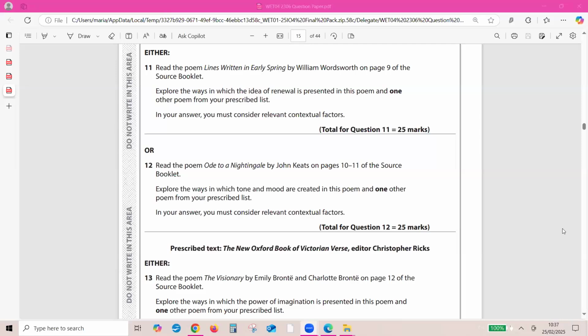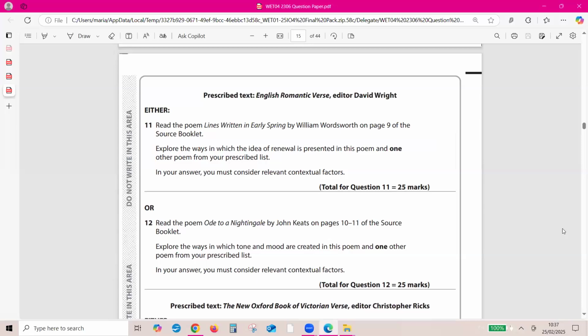So the idea of renewal in Wordsworth and one other poem. I think they may have put the other question on it, so we ignore the question at the top. Question is, so it's question 11. It's the typed script B, which I've read through.